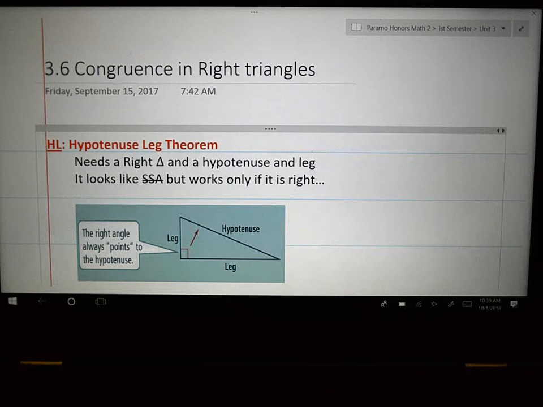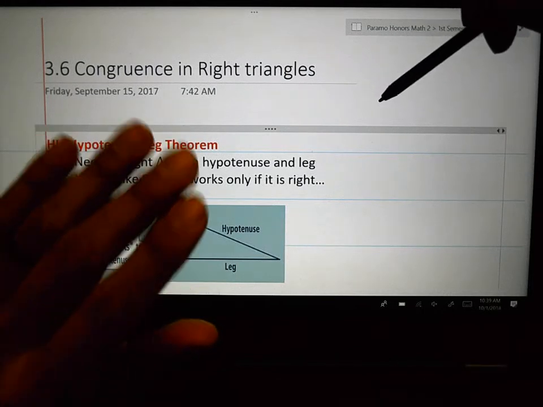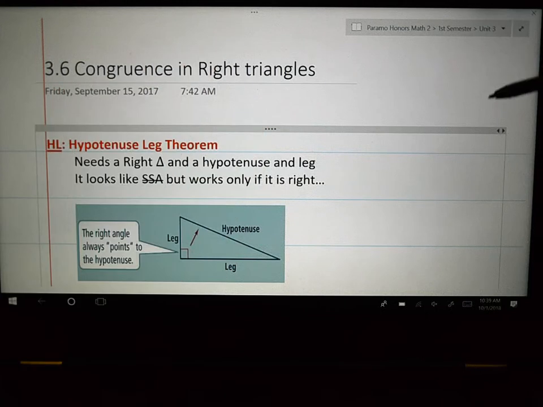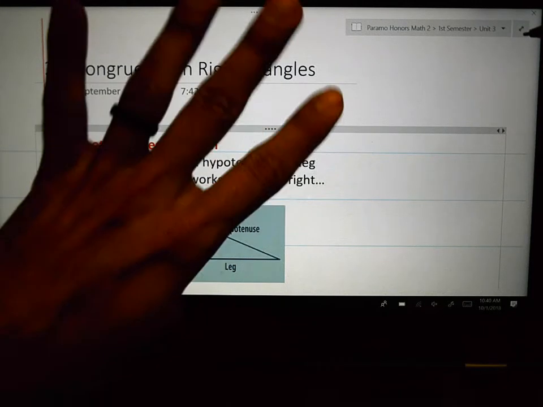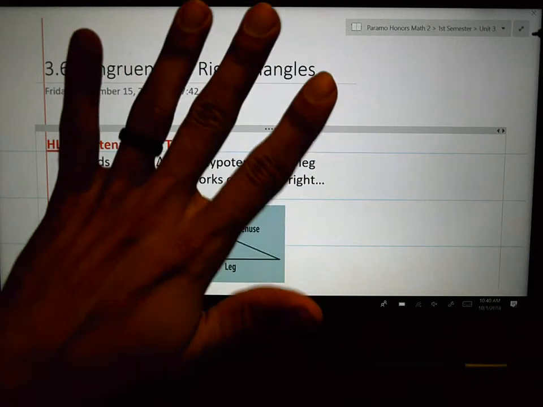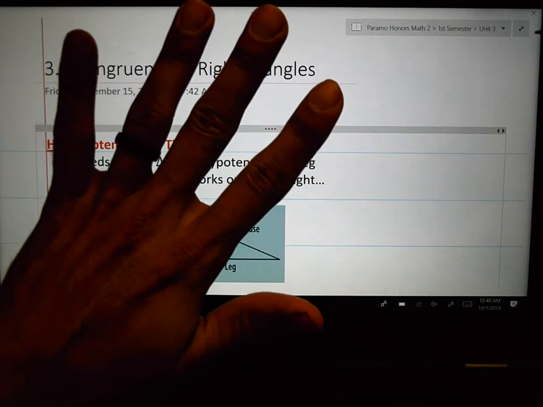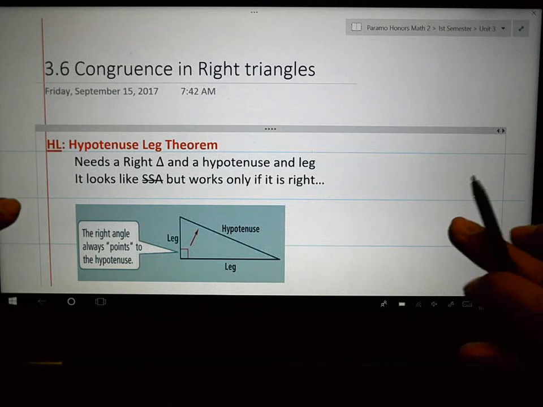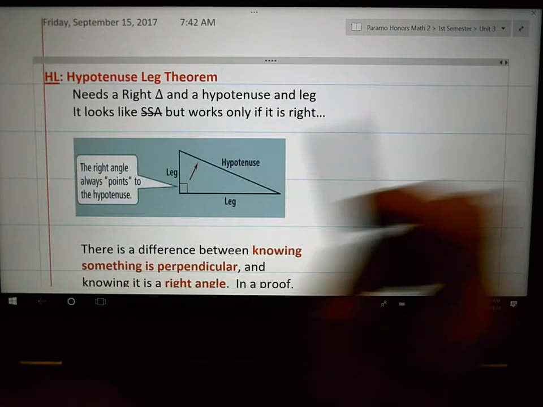In 3.6, we're going to learn the last of the 5 shortcuts. In 3.2 and 3.3, you learned 4 shortcuts that prove triangles congruent. This is your 5th one. I told you that there were 5, and so this will bring you up to knowing all of them.